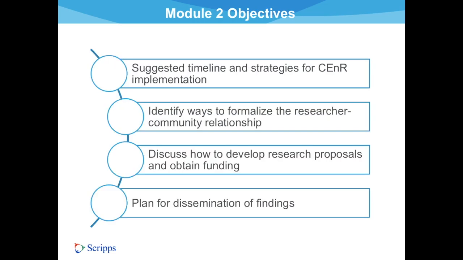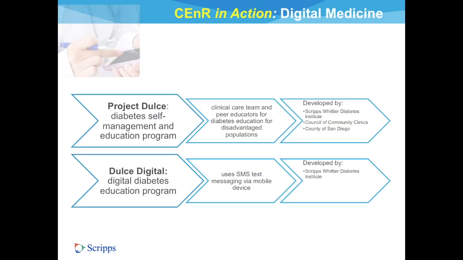The objectives of this module are to review the suggested timeline and strategies for a study implementation, identify ways to formalize the researcher-community relationship, discuss how to develop research proposals and obtain funding, and lastly, to plan for dissemination of findings. Let's review another example of CEnR in action.